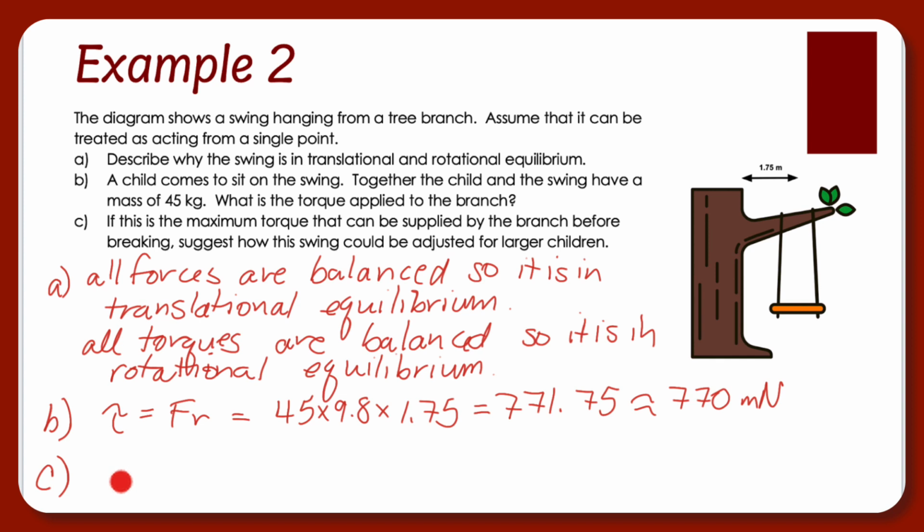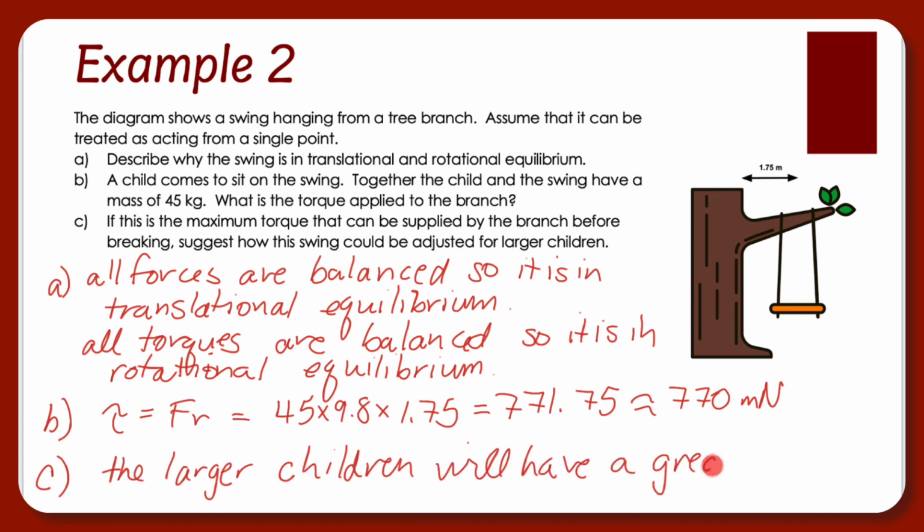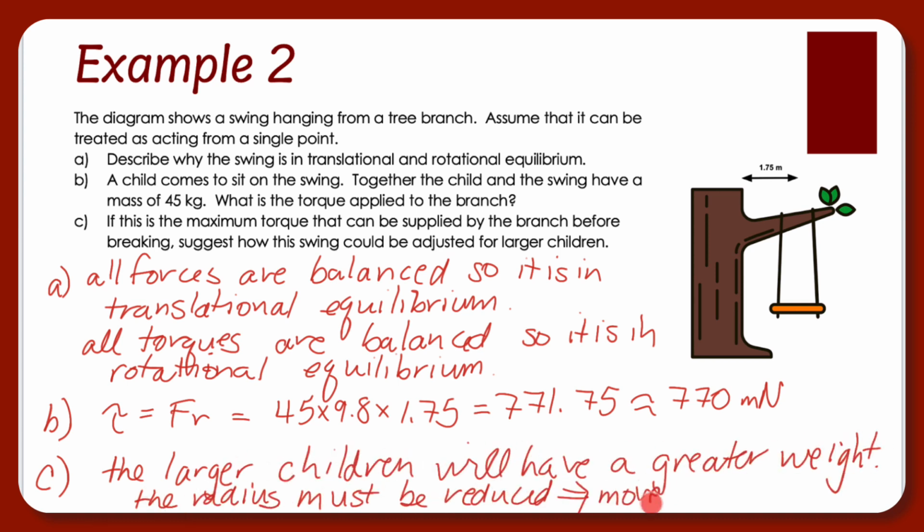If this is the maximum torque that can be supplied to the branch before breaking, suggest how the swing could be adjusted for larger children. Well, somehow I'm going to have to have a similar torque or lower. Now we're going to assume that the larger children will have a larger weight and therefore a greater force pulling down. So the only way to compensate for a larger force would be to have a smaller radius. So what are we going to have to do? We need to move the swing closer to the tree.